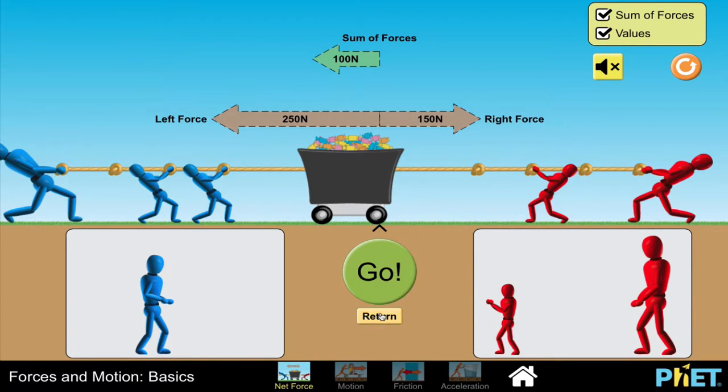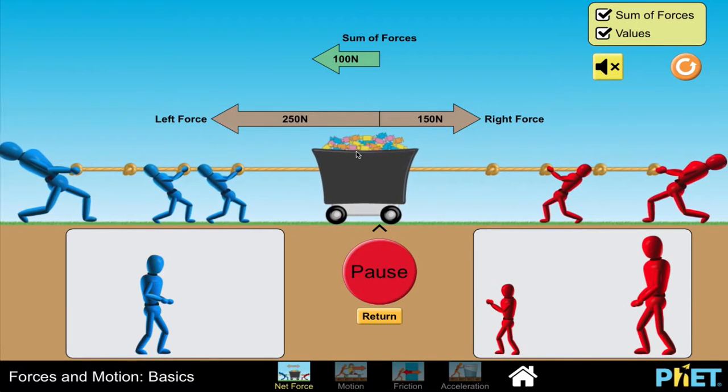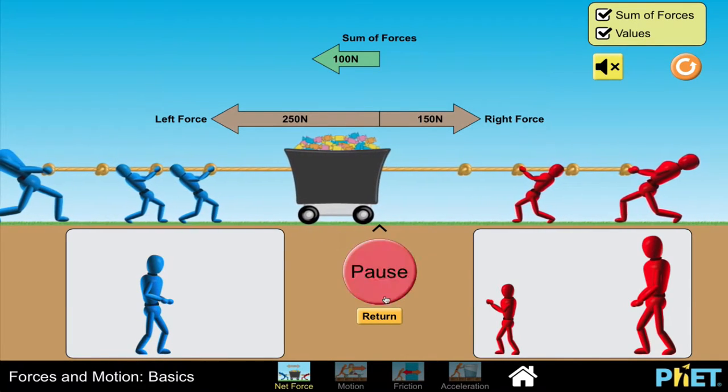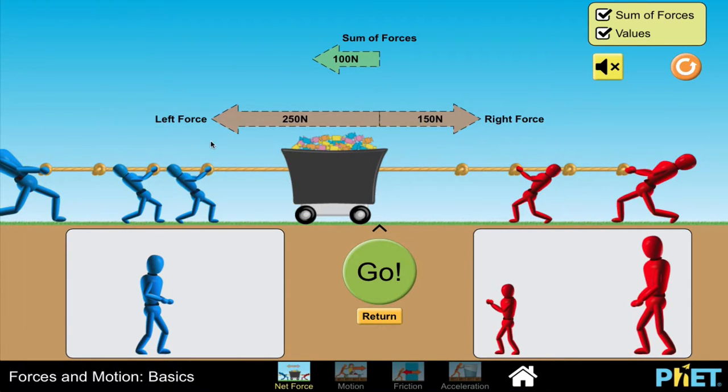Subtracting forces, let me return here. Subtracting forces means that since they're pulling in opposite directions, I'm going to subtract the two forces. So my left force is 250 minus the opposing force at 150 newtons to the right. 250 minus 150 is a sum of 100 newtons to my left. Okay, those are subtracting forces.